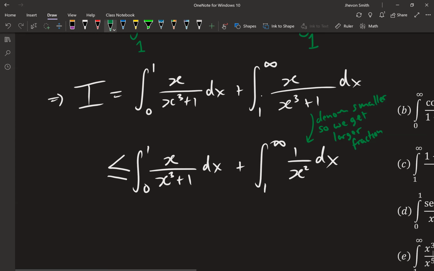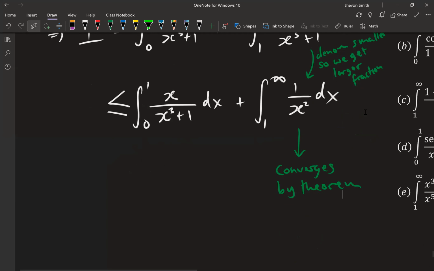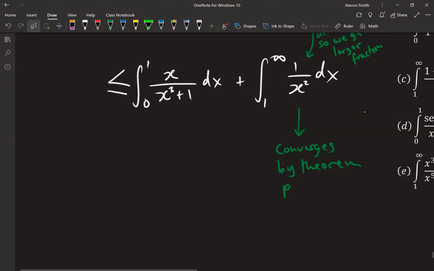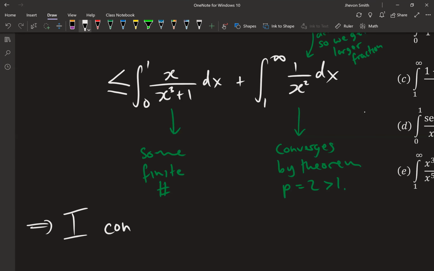And this guy converges by the theorem that we mentioned before, because here your P is actually equal to 2, which is bigger than 1. This guy is just going to be some finite number. It's the area between 0 and 1 of this thing. It's going to give you some finite number, which means I converges by, you can say, comparison or direct comparison.